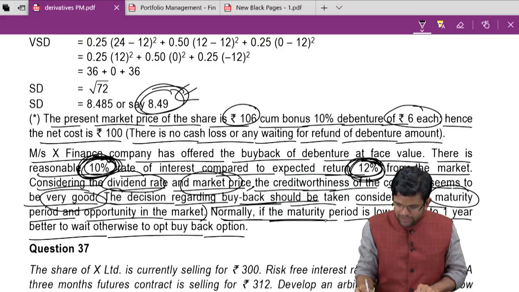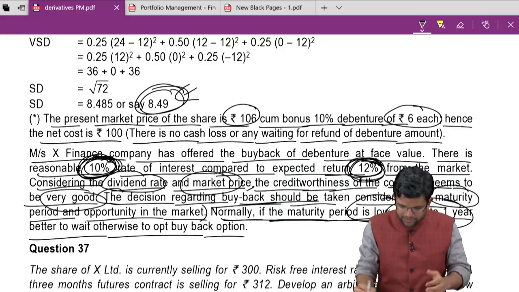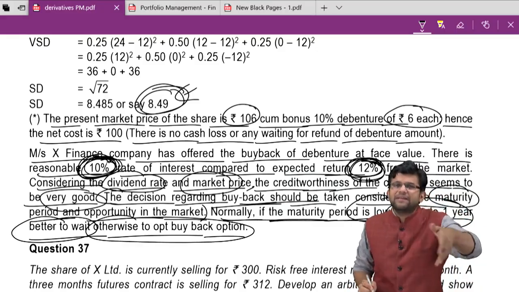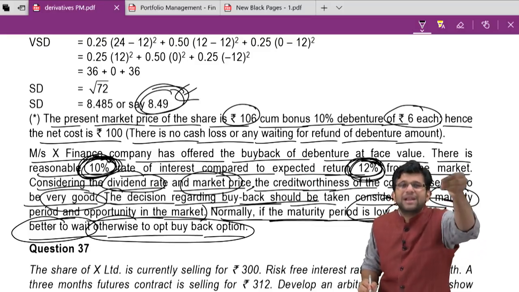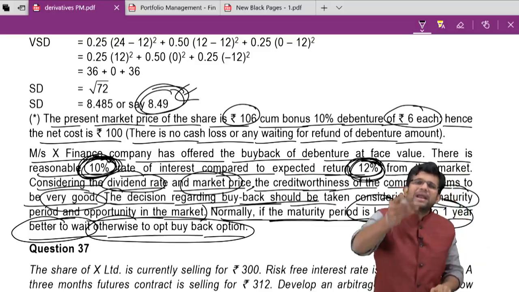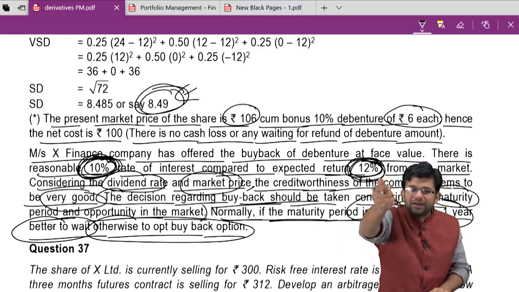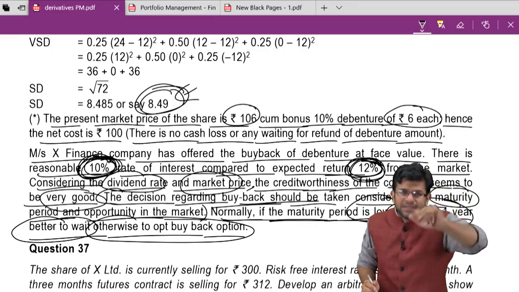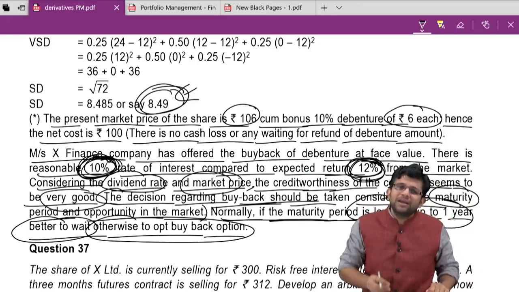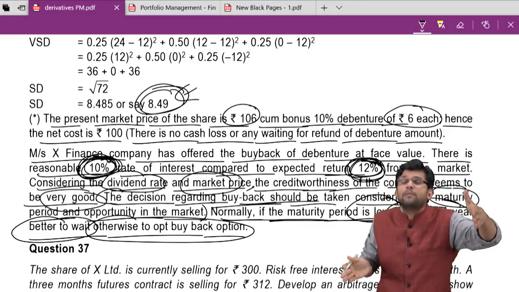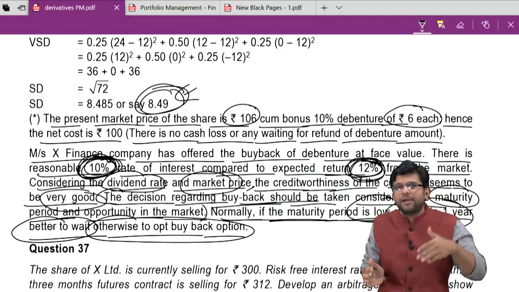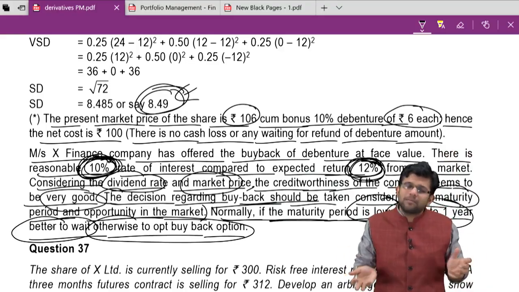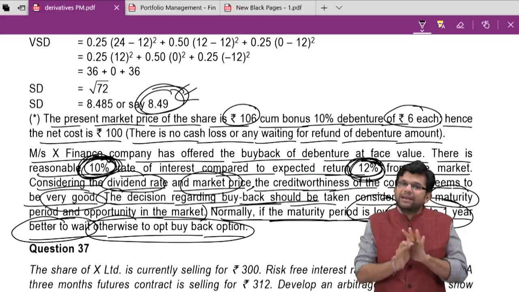Everybody following? So normally if the maturity period is low, say up to only 1 year, better wait, otherwise opt for the buyback option. So they are just giving a recommendation. They are saying that if a low maturity period is left, only a few months or let's say 1 year is left, then what buyback are you doing? Let it be with the company. In 1 year at least you can understand, right? Considering the fact that today it is giving 10% in debentures, 12% in equity shares, 1 year at least it won't default, right? So you let it be with the company. But if you feel that a long maturity period is there, beyond 1 year, and you're not able to see how much default risk is there in the company, if you're unsure about the company, then accept the buyback offer. That's it. Nothing much in this question.